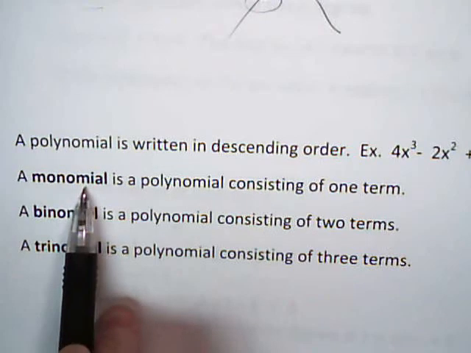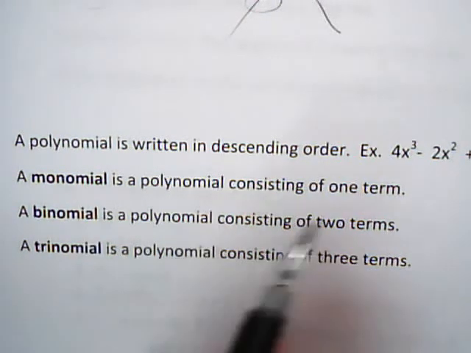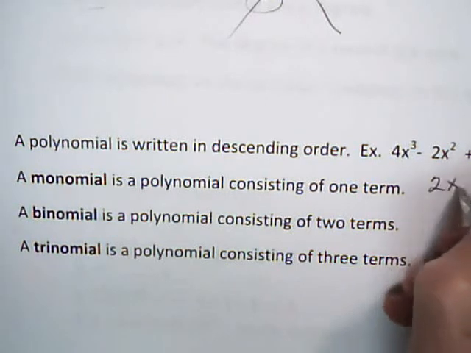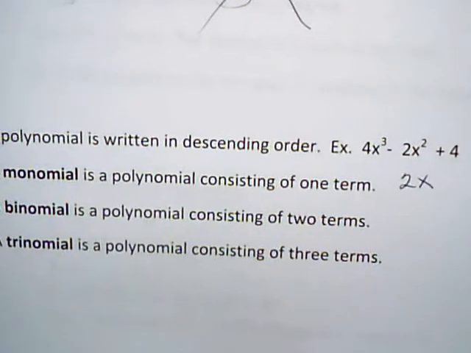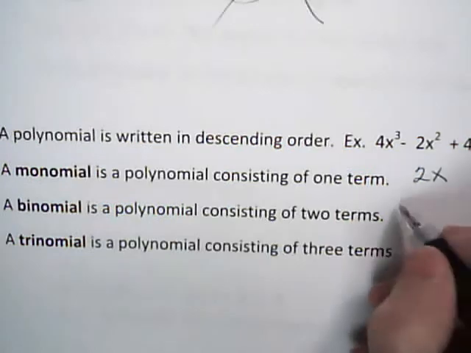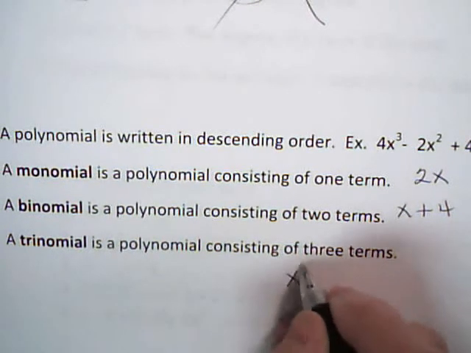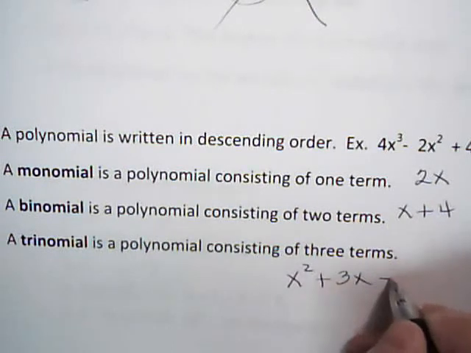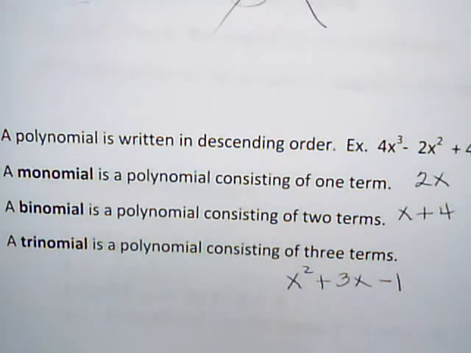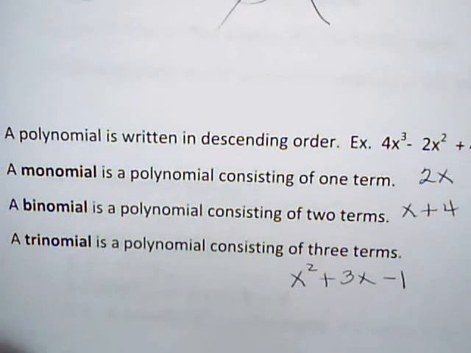Now, if you have a monomial, it is a polynomial, but it's one term. For example, 2x. A binomial is a polynomial of 2 terms. Well, that might be x plus 4. A trinomial is a polynomial of 3 terms. What about x squared plus 3x minus 1? We use 1 term, 2 terms, and 3 terms so many times that we just give them special names. Mono, bi, and tri. Now, these are all polynomials, but anything over 3 terms, we talk about it as a polynomial.